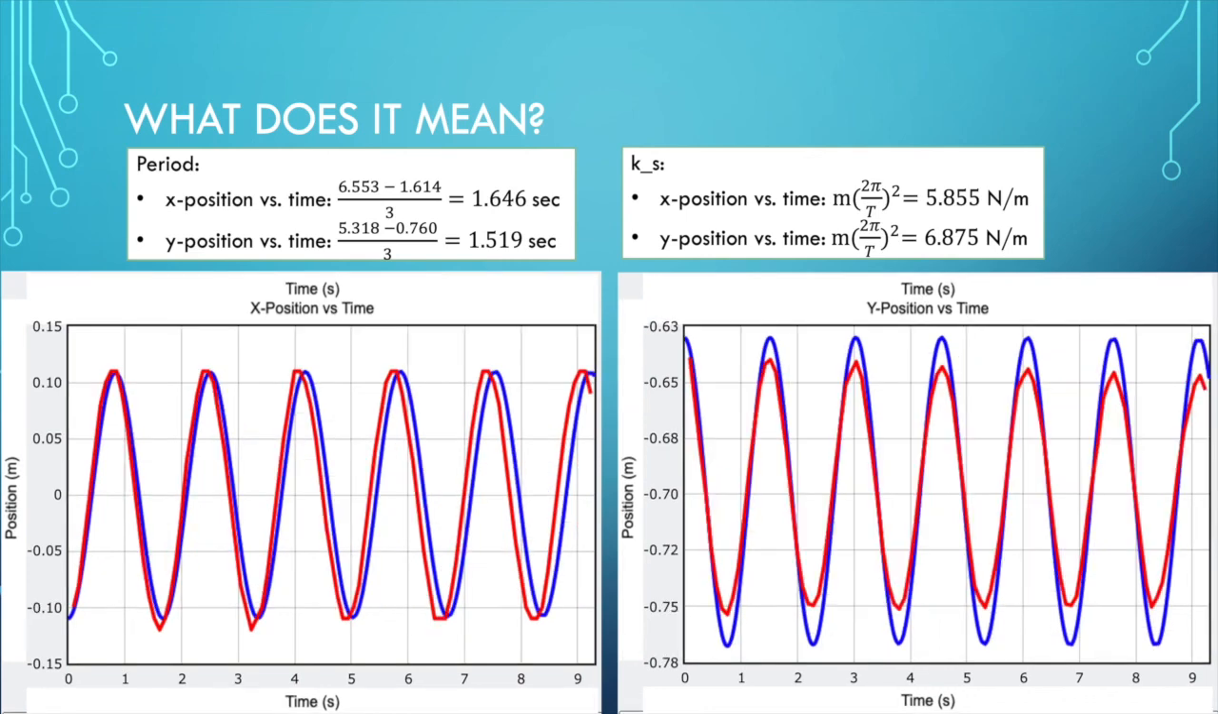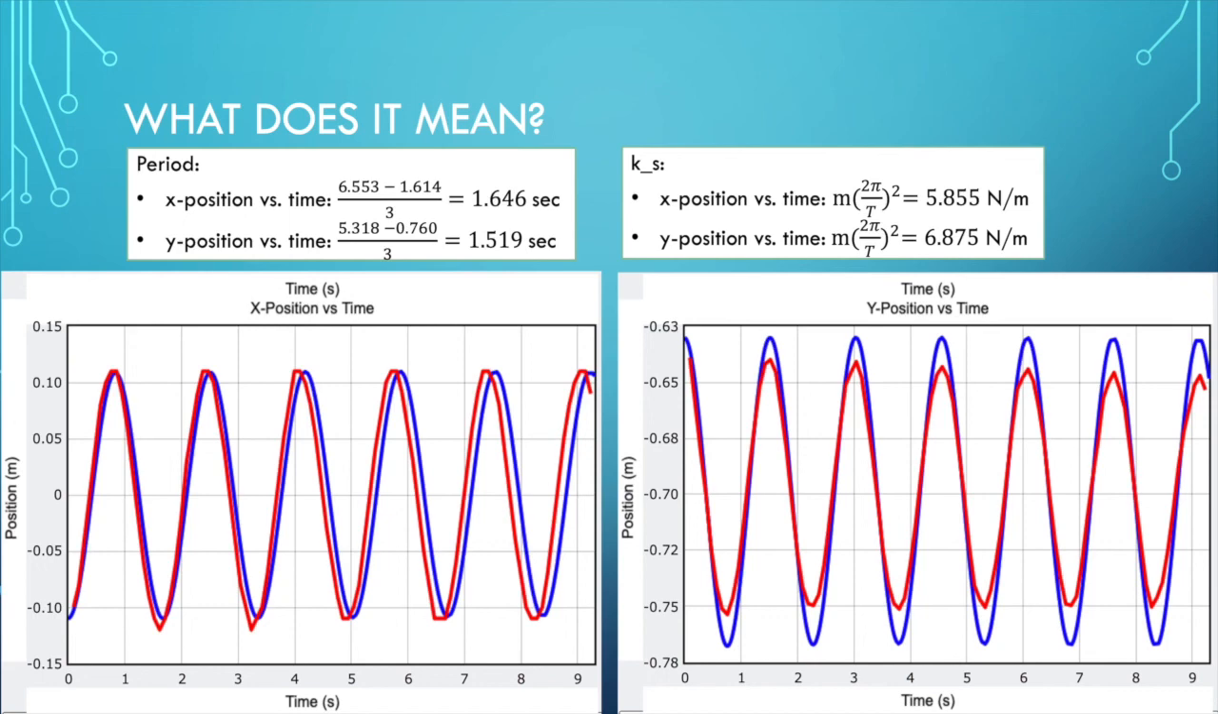Both the period of the x position and y position versus time should theoretically not be different since their periods are dependent on the stiffness of the spring, which should be the exact same. So the reason for this difference could be due to dissipative forces mentioned earlier.